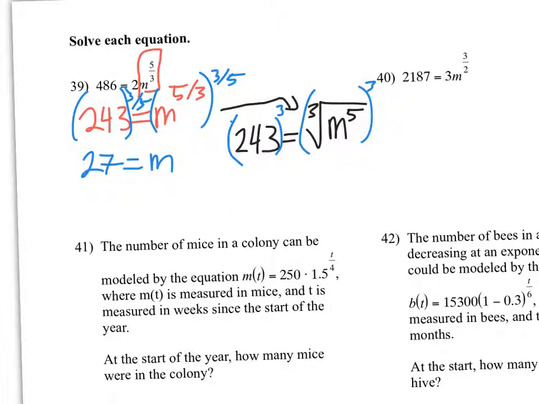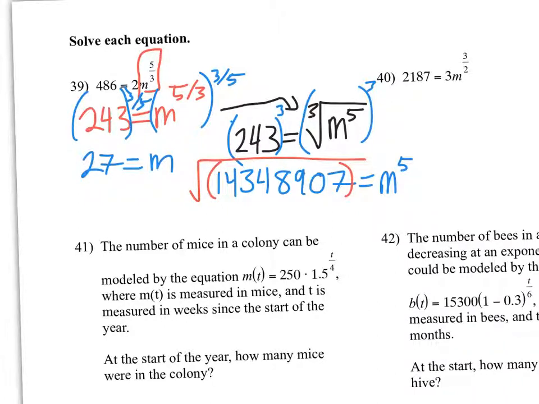243 to the 3rd power is going to be 14,348,907, and that's going to be m to the 5th. And then the 5th root of this is going to end up being 27. If you are not sure how to do a 5th root on your calculator, you can talk to me and I'm happy to work you through that.